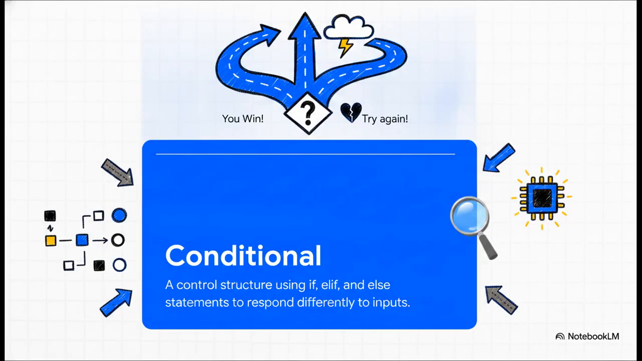The answer? Conditionals. A conditional lets your code choose different paths based on specific situations. It's literally like a fork in a digital road. You can tell the computer, hey, if the user score is over 100, print you win, else print try again. By using if, elif, and else statements, along with some logic operators, your program instantly becomes smart enough to react differently to different inputs. It's a real game changer.